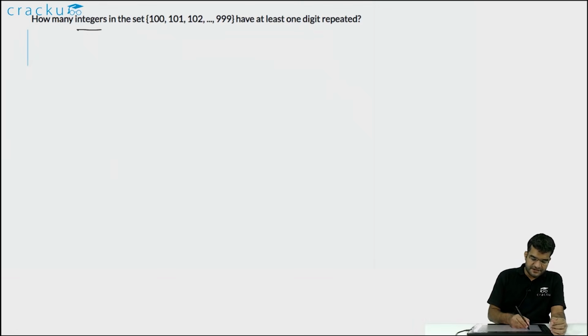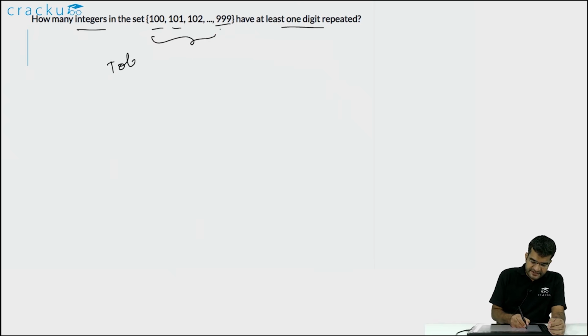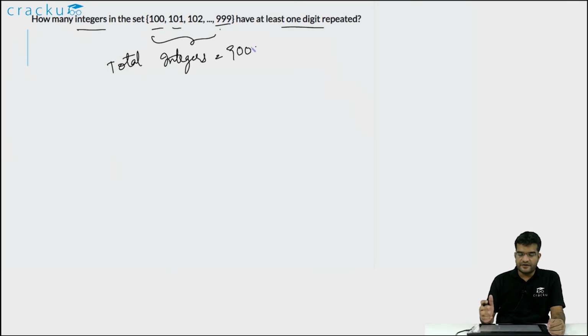In this question, we are asked to find out how many integers in the set 100, 101, ... till 999 have at least one digit that is repeated. So what is the total number of integers in the given set? They are the list of all 3-digit integers from 100 to 999. So the total number of integers in the given list is equal to 900, of which we are required to figure out how many integers have at least one digit that is repeated.